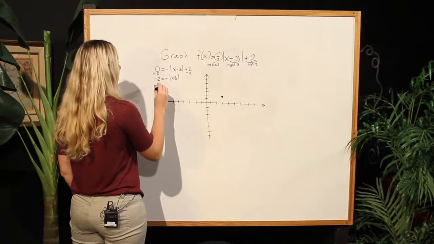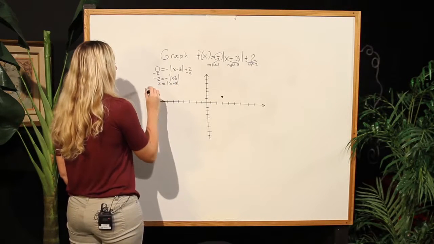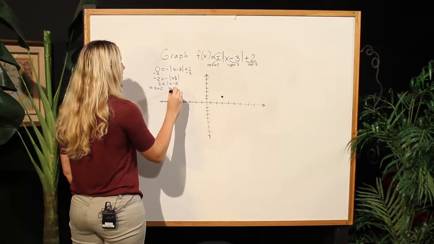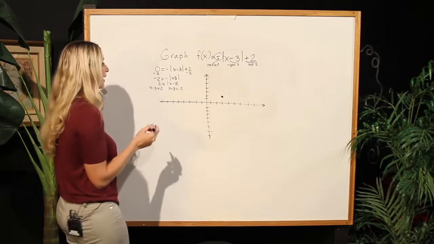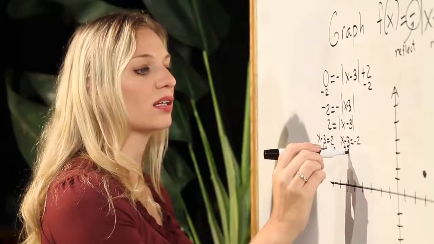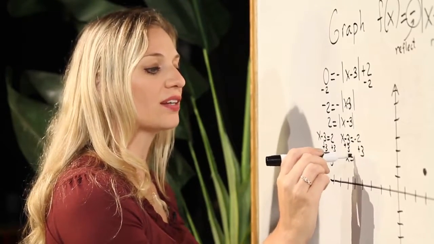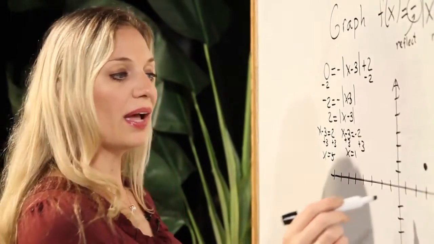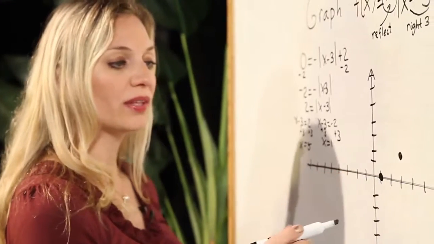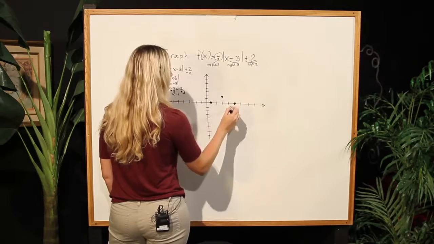Dividing by a negative, I'll have 2 equals the absolute value of x minus 3. And I will set x minus 3 equal to 2 as well as negative 2 in order to find my x-intercepts. Adding over accordingly, I'll have that x is equal to 5 and x is equal to 1. So I will have x-intercepts occurring at 1, 0, as well as 5, 0.